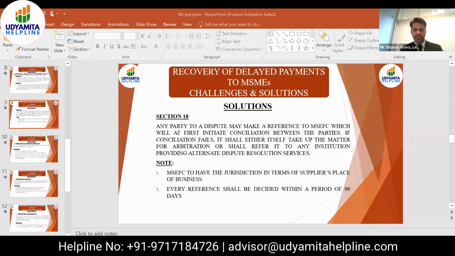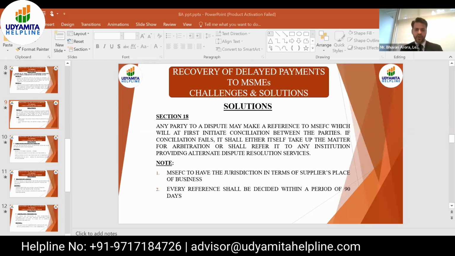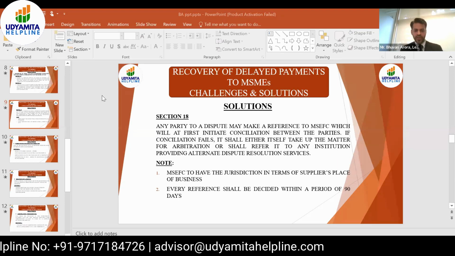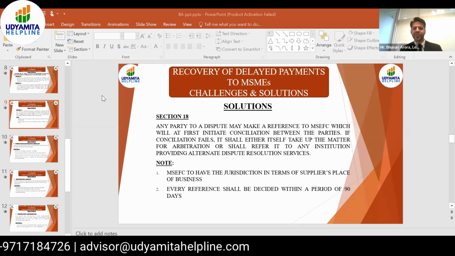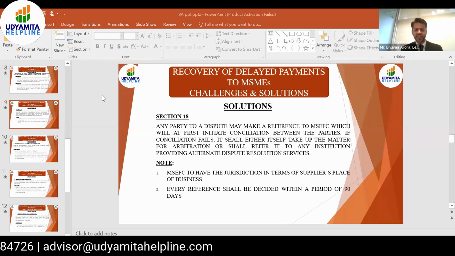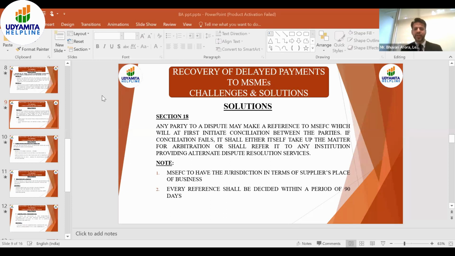In most cases, we have seen that buyers come forward, because nobody would want to enter into unnecessary litigation, since the Act is for micro and small enterprises. So maybe dues would be 1 lakh or 5 lakh. If I am a company of say 100 crore or even 10 crore, for 1 lakh rupees I would not want any litigation, because even for 1 lakh I will end up spending some amount on my lawyer also.